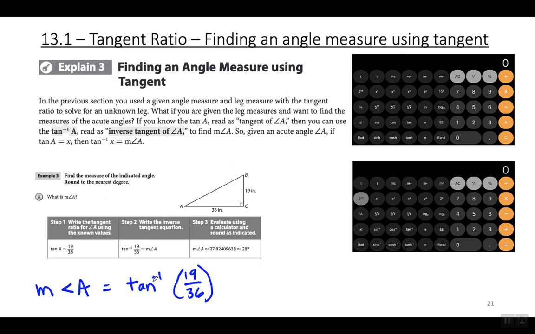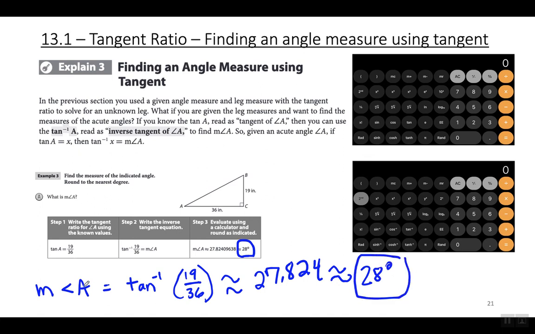So 19 divided by 36 equals, now I hit that inverse tangent button, okay, and that'll give me my answer. It gives me an answer of approximately 27.824, which when I round it, like they did right here, is going to give you 28 degrees.